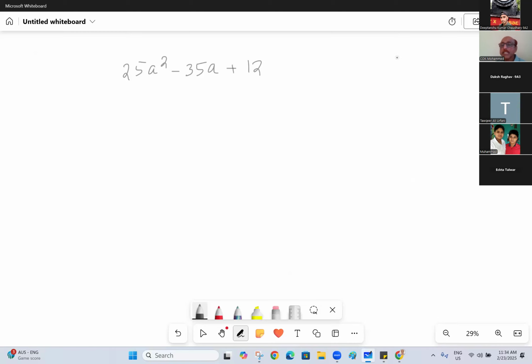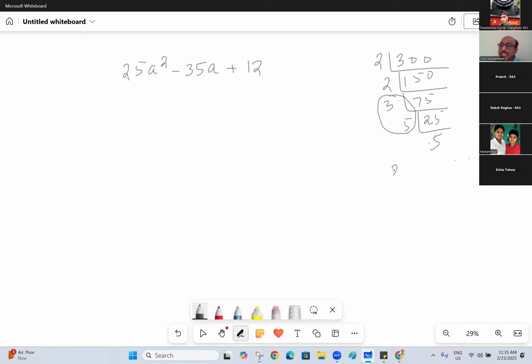Here the product must be 300, 12 into 25, and the sum should be 35. So we will prime factorize it to get the numbers. It is 2 into 150, 3 into 100, 2 into 75, 3 into 25, 5 and 5. From here you have to get it. You try different options, 2 and 150, 4 and 75, 12 and 25. All products will be right, but the sum will not be. The sum I got is with 20 and 15, both negative.